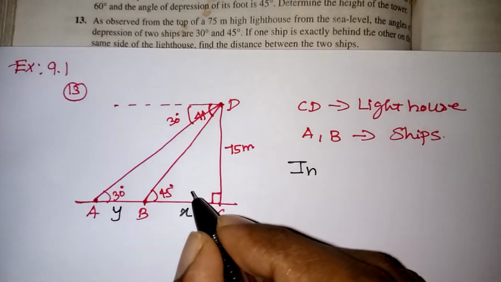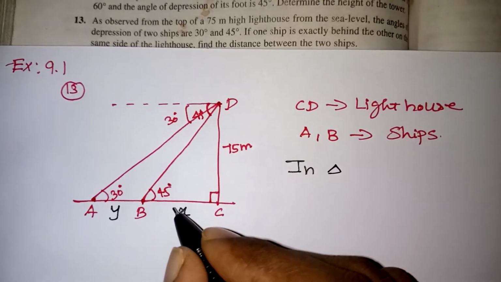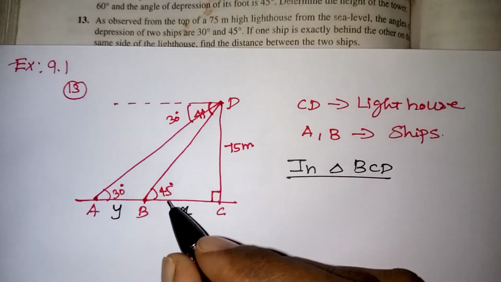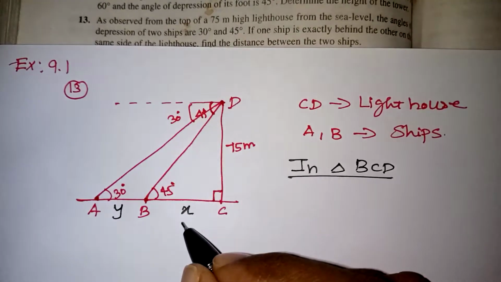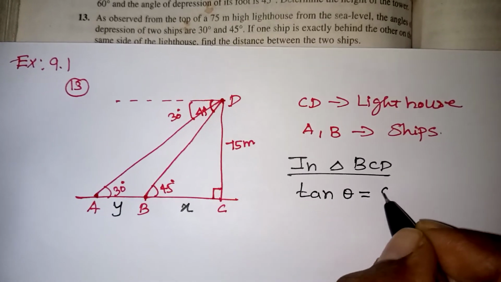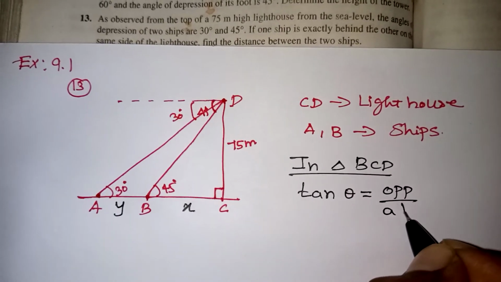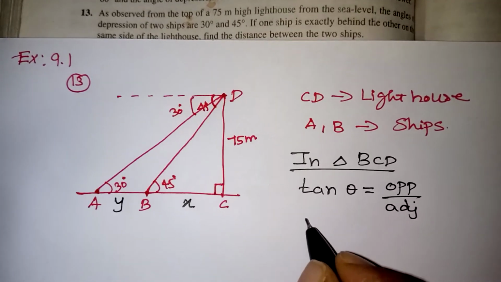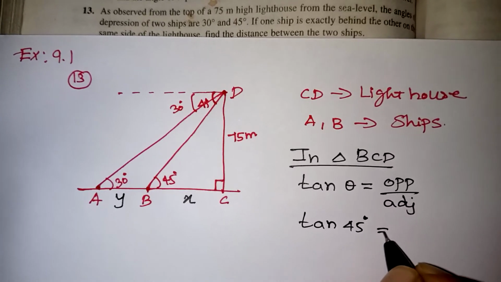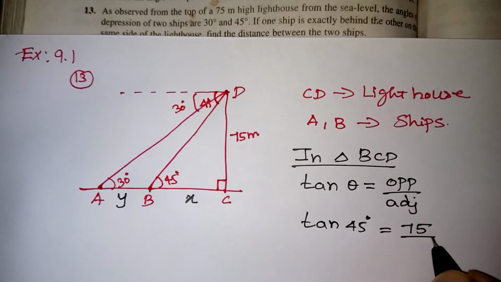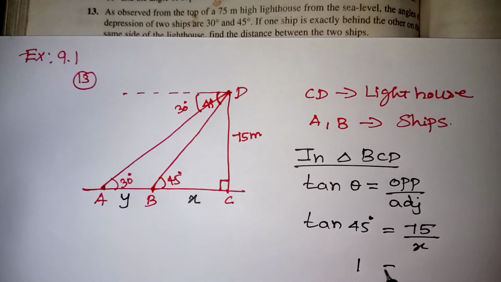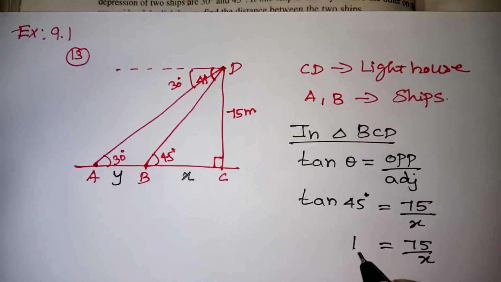Let us take the first triangle. This triangle's name is BCD. So in triangle BCD, this is the angle, the opposite side is given, and the adjacent side they are asking. So we can go for tan theta, because tan theta deals with the opposite side and the adjacent side. So tan theta is equal to opposite by adjacent. Now the angle is 45 degrees, the opposite side is 75, and the adjacent side is X. So tan 45 is 1, which is equal to 75 by X. This is from the table.